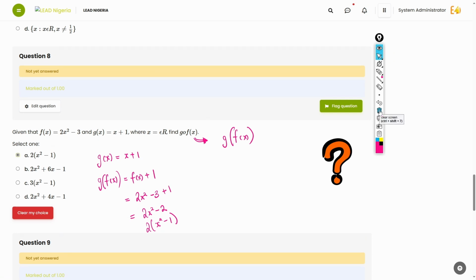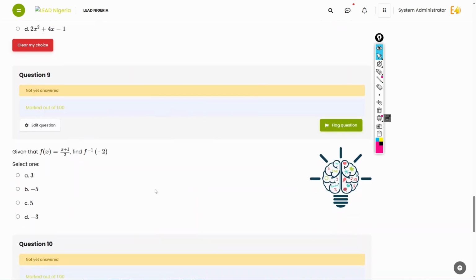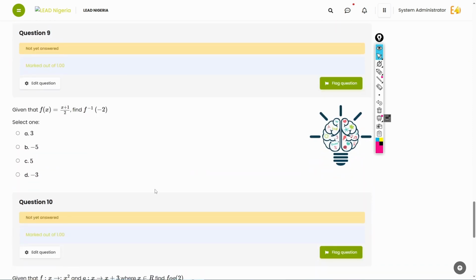So that's for question 8. Let's take 9. Question 9 says, given this, find the f inverse of that. Okay, good.